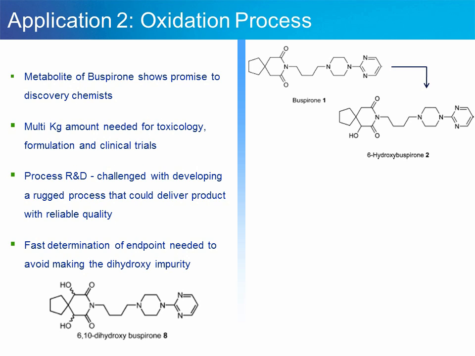A metabolite of buzzpyrone shows promise to discovery chemists. Multi-kilogram amounts are needed for toxicology, formulation, and clinical trials. Process R&D was challenged with developing a rugged process that could deliver product with reliable quality. A fast determination of endpoint was needed to avoid making the dihydroxy impurity.